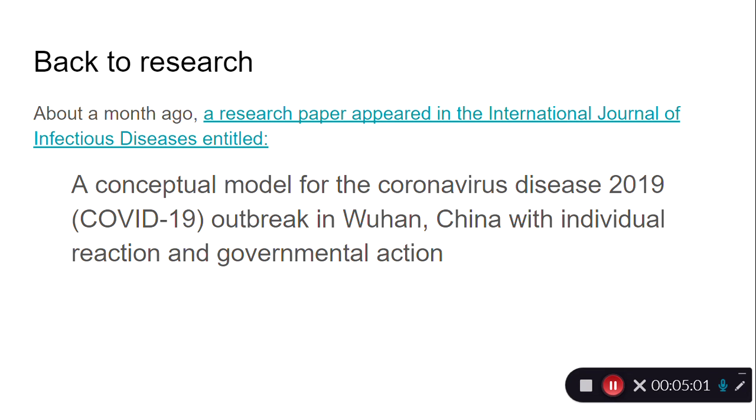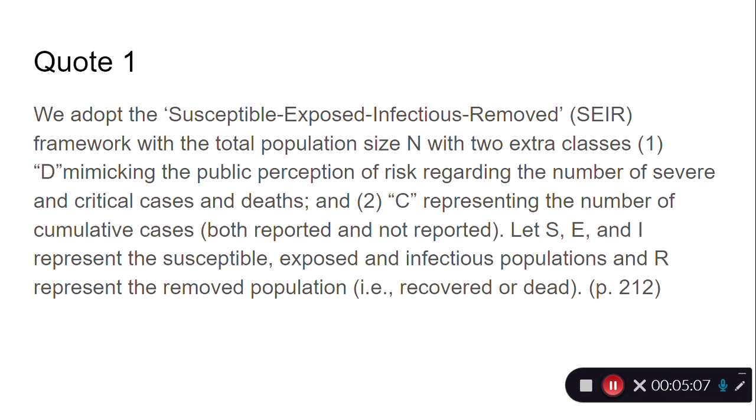And I just want to wrap up with this because I want you to see how this is being used in action. Here's a quote from the paper, and notice that you're already able to understand some of this, even though it's a research level paper appearing in a journal about infectious diseases. So they say we adopt a susceptible, exposed, infectious, removed framework, SEIR, the total population size N, and 2 extra classes, so 2 more compartments.